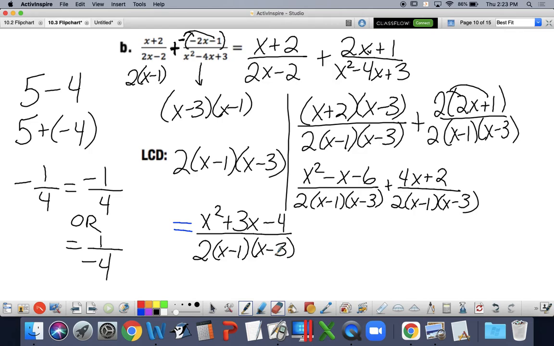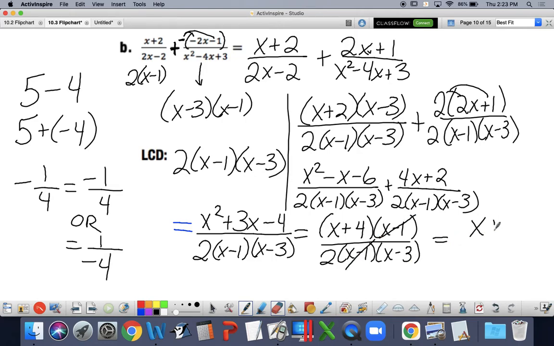Last example, we were done. This example, I can factor my numerator. I get x plus 4, x minus 1. My x minus 1's cancel out. And my final answer is x plus 4 over 2 times x minus 3. Cannot cancel anything else or a kitten would be harmed. We're done.